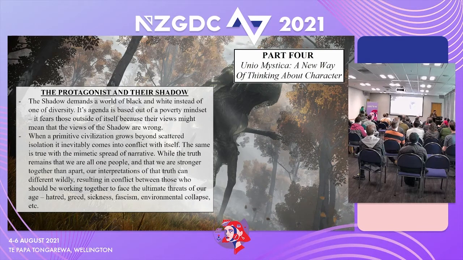So when a primitive civilization grows beyond scattered isolation, it inevitably comes into conflict with itself. And the same is true with the mimetic spread of narrative. While truth remains that we are all one people, we are stronger together than we are apart, our interpretations of that truth can differ wildly, resulting in conflict between those who should be working together to face the ultimate threats of our age, things like global warming or hatred or racism or fascism, greed, sickness, those sorts of things, right?